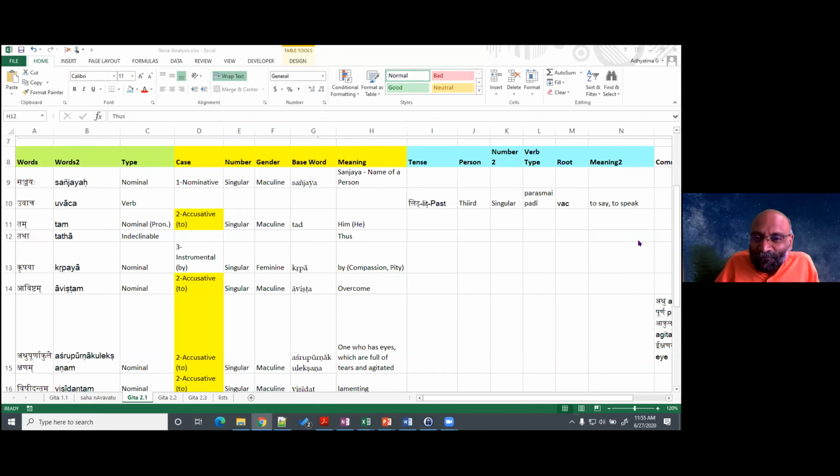There is a question: I noticed you did not include the voice, active and passive voice column for the verb. Is there a reason? I would put that in the comments whenever there is a passive voice. Generally it's active, so I did not want to put another column, but this is a valid element in order to understand a sentence.